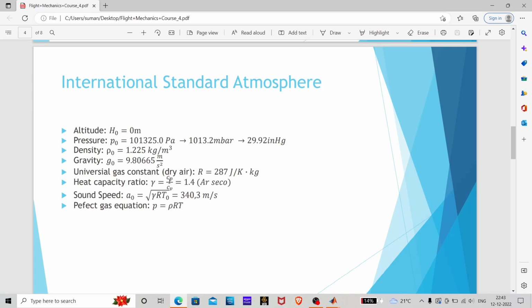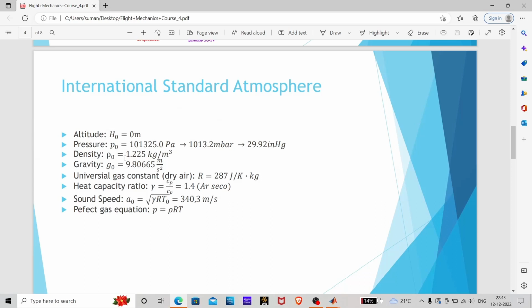And also the universal gas constant R is 287 joules per kg Kelvin, and the heat capacity ratio gamma, Cp by Cv, is 1.4. The sound speed, which we can calculate as A naught equals root over gamma R into T naught, is 340.3 meter per second at sea level. And the perfect gas equation lets us calculate the pressure with the help of density, the gas constant, and the temperature.